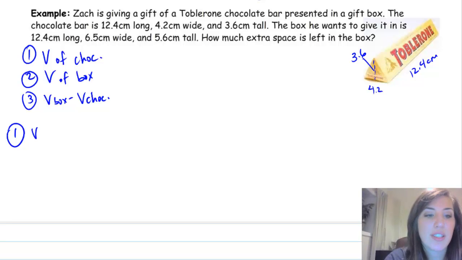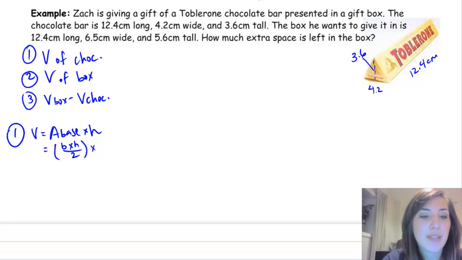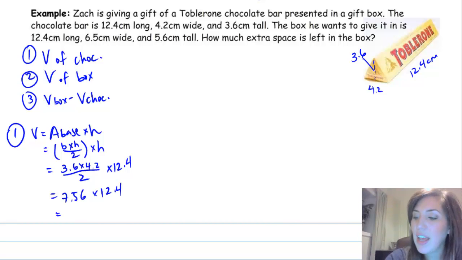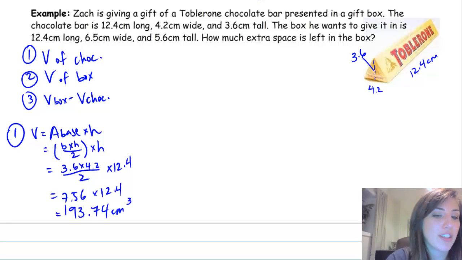So volume equals the area of the base times height. So here we know that the area of the base is base times height divided by 2, the area of a triangular prism times the height. So here we have 3.6 times 4.2 divided by 2, all times 12.4. So this is 7.56 times 12.4. And we get a volume here of 93.74 centimeters cubed. So that's the volume of this chocolate bar.